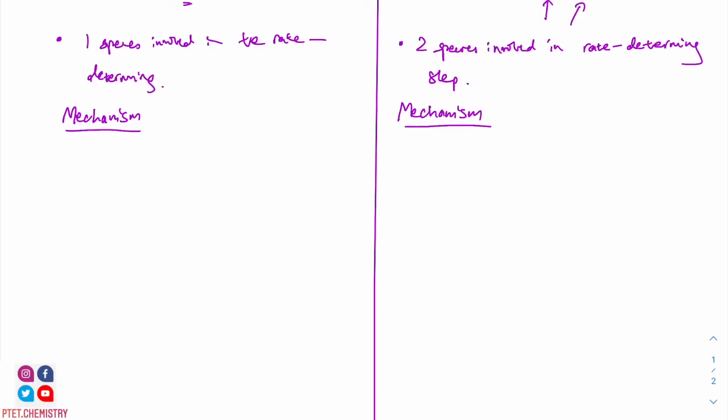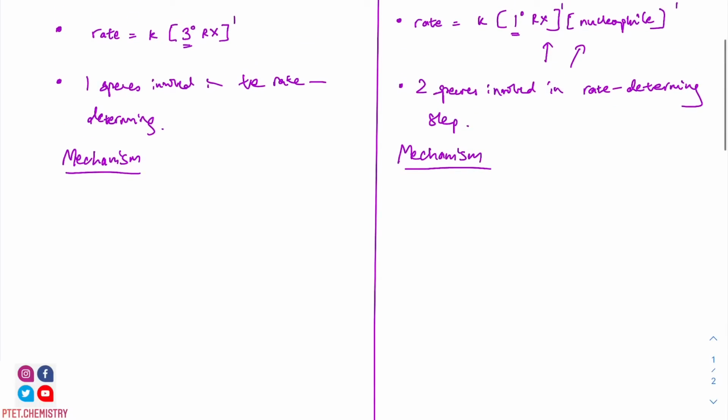Anyway, we said that it involved a tertiary halogenoalkane, and why is that? Because when you go via SN1 here, we proceed via a carbocation intermediate, whereas SN2 proceeds via a transition state.